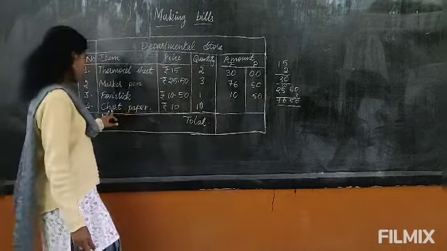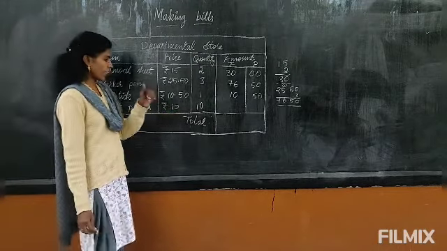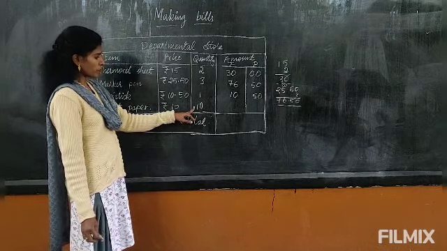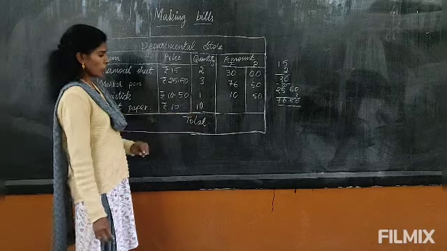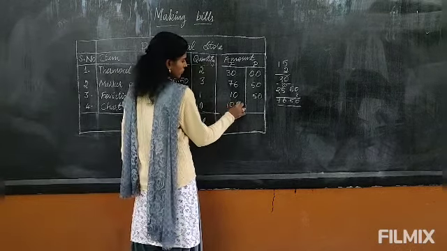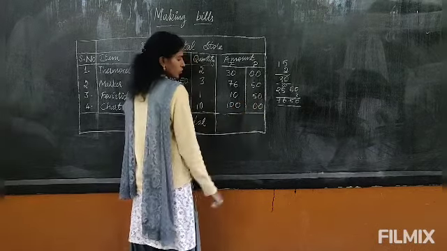Okay, now next, chart paper. Chart paper, one paper is 10 rupees and you are buying 10. So if you buy 10, these two you have to multiply. 10 tens are 100. 10 tens are 100 and there is no paise, so 0.